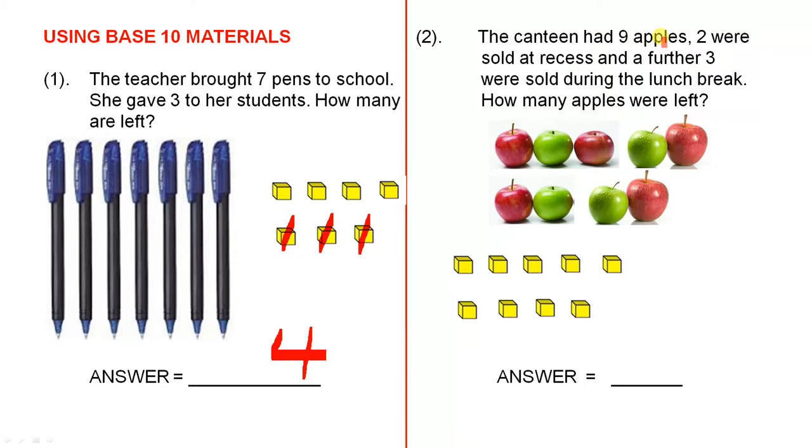The canteen had 9 apples, 2 were sold at recess, and a further 3 were sold during the lunch break. How many apples were left? These base 10 materials represent the apples. If 2 were sold at recess, there they are. Another 3 were sold at lunchtime. How many are left? 4. See, so it's the same concept, isn't it? Taking something away or removing something away from a group of objects.